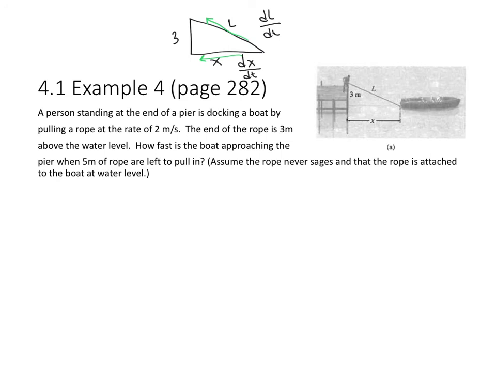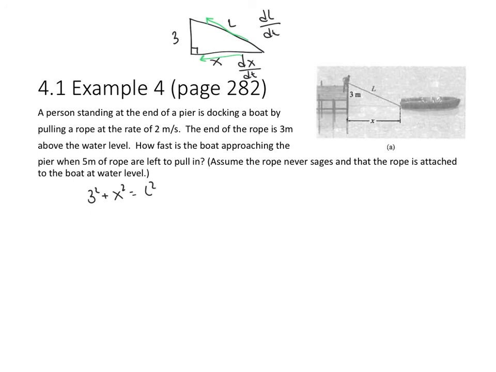Now my 3 is staying constant, so the derivative of 3 is going to be 0, but we'll talk about that in a second. Since this is a right triangle, the way we're going to express these pieces is going to be using the Pythagorean theorem. So I have 3 squared plus x squared equals L squared. I hope everyone's clear about how I got those pieces. So a person standing at the end of the pier is docking a boat by pulling the rope at a rate of 2 meters per second.